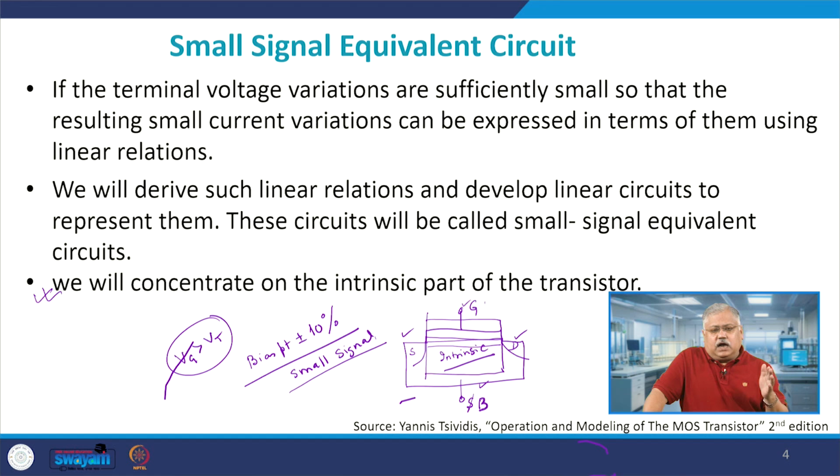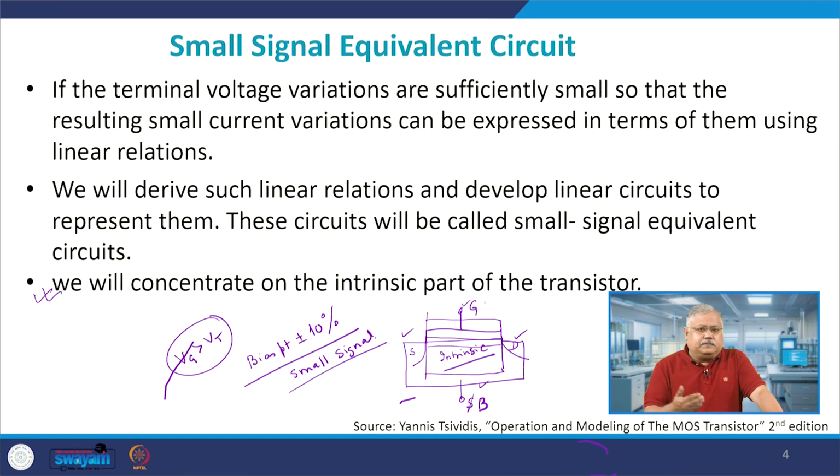the current is, as I discussed with you, a linear function of the variations. Let us look at it from the other side: when you increase the terminal voltage swings, if the change in the current becomes a nonlinear function of the applied gate biases, then we define that to be not a small signal equivalent circuit.